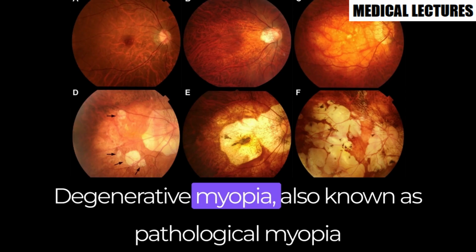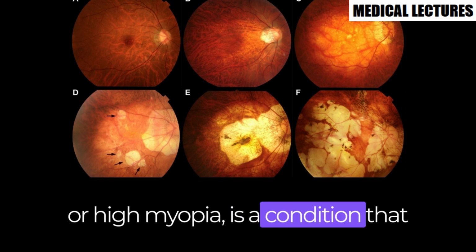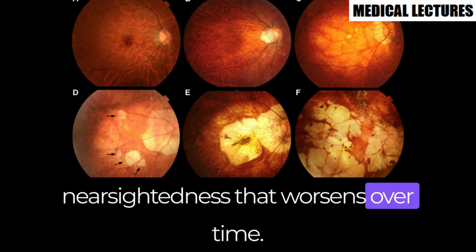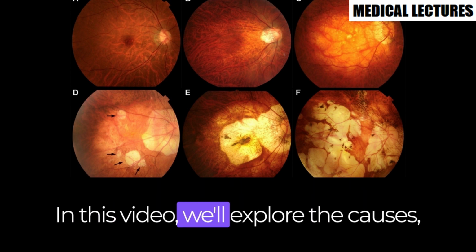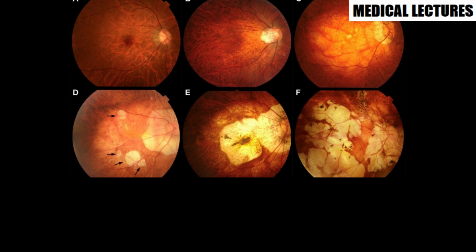Degenerative myopia, also known as pathological myopia or high myopia, is a condition that causes the eyeball to elongate, resulting in nearsightedness that worsens over time. In this video, we'll explore the causes, symptoms, and treatments of degenerative myopia.